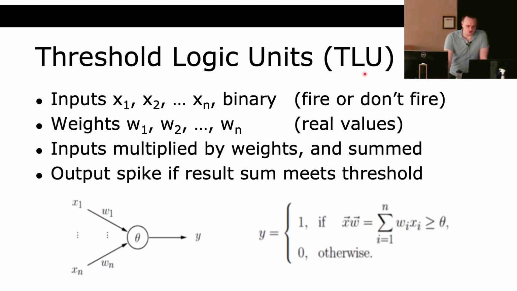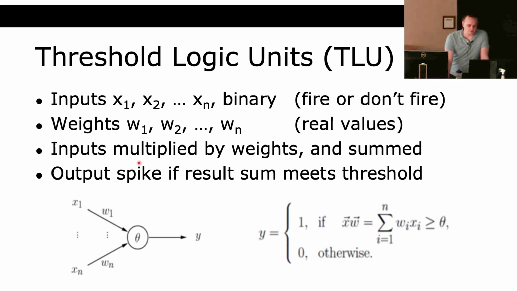So a threshold logic unit, here's a diagram of one down here. The parts of a TLU are the inputs, x1 through xn. For a TLU, this very first basic form of artificial neuron, all of those inputs are just binary, so they're all ones or zeros. And then there's this other variable, W, the weights. These are all real valued, and we can think of these as vectors, so we have a vector of binary inputs and a vector of weights.